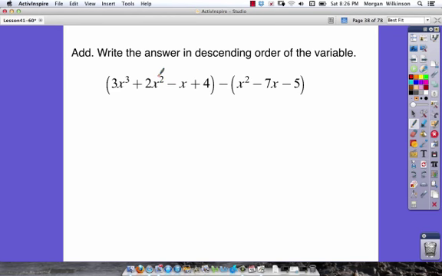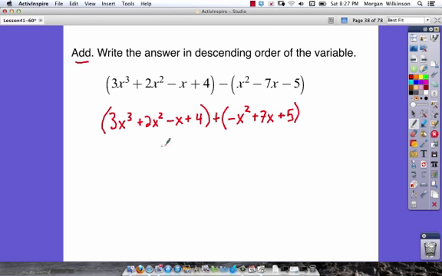Okay, we need to add and write the answer in descending order of the variable again. This one it says add, but you can see we have subtraction. So if we add and we have subtraction, what we want to do is rewrite, and instead of subtracting, we're going to add the opposite. So we're going to distribute the negative sign through everything we have within our second parenthesis. So we're going to get negative x squared because we're taking the opposite, plus 7x because that's the opposite, plus 5. And now we can go ahead and find our answer.